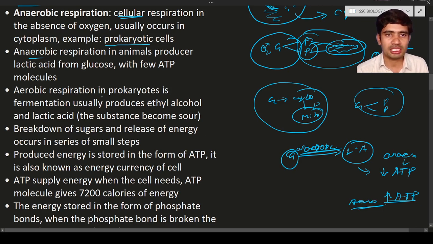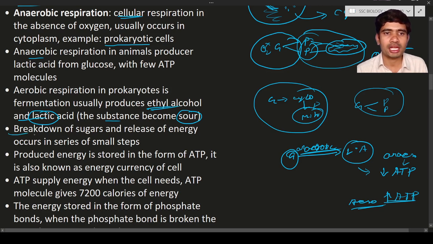Anaerobic respiration in prokaryotes is a fermentation, which usually produces ethyl alcohol and lactic acid, so the substance becomes sour. After the fermentation of any food material or fruit, the taste will be a little sour, like the taste of lemon. Whether it is dosa batter or idli batter, if you keep it for a long time for fermentation, the batter becomes sour in taste. Why? Because lactic acid is produced. In some kinds of fermentation, ethyl alcohol is also produced.